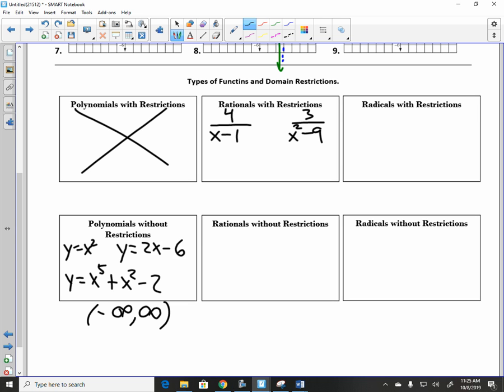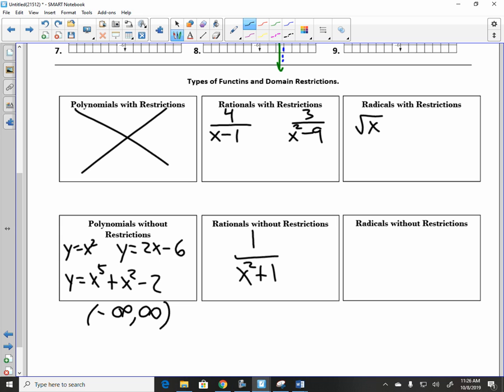But sometimes people make a mistake. They say, if I see a fraction, then I know that I'm going to have to leave some values out. That's not true. 1 over x squared plus 1. Why does that have no restrictions to the domain? Squaring it makes it positive, and then adding 1 will make it positive. Do you agree that this bottom could never be less than 1? The bottom could never be 0. It's impossible.